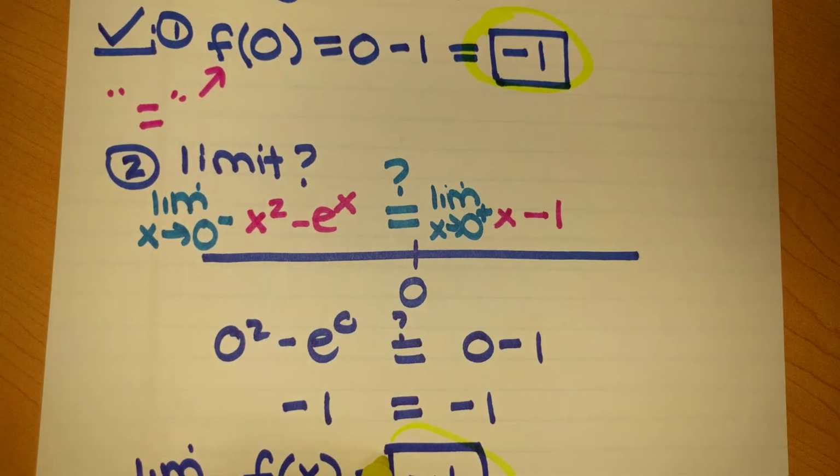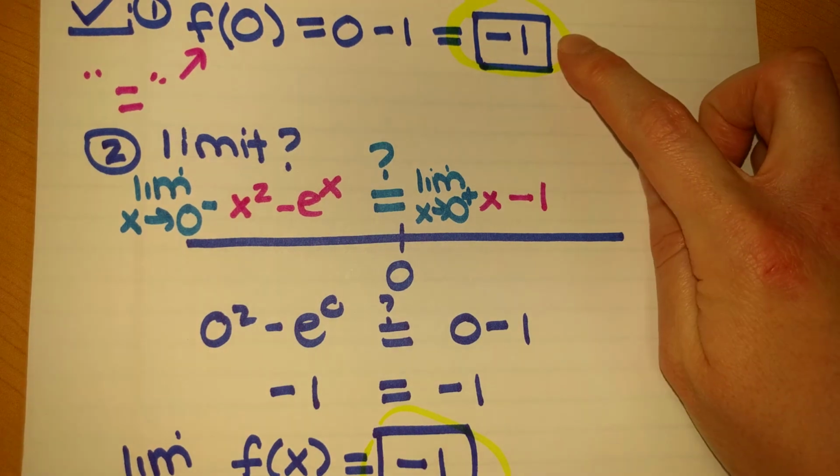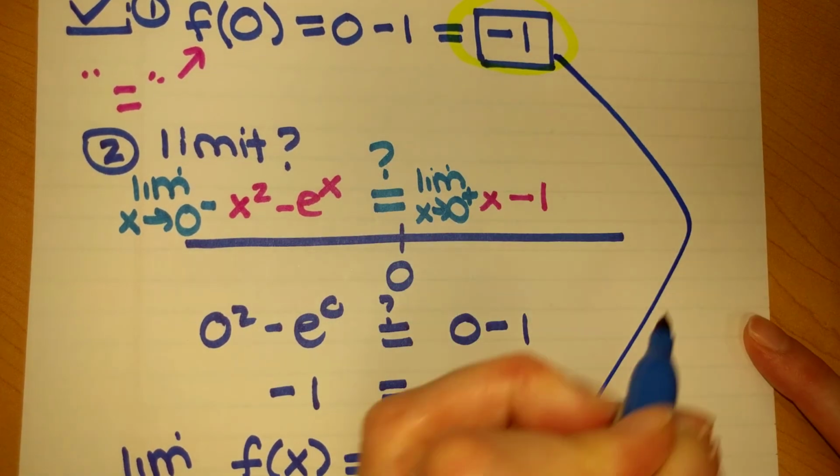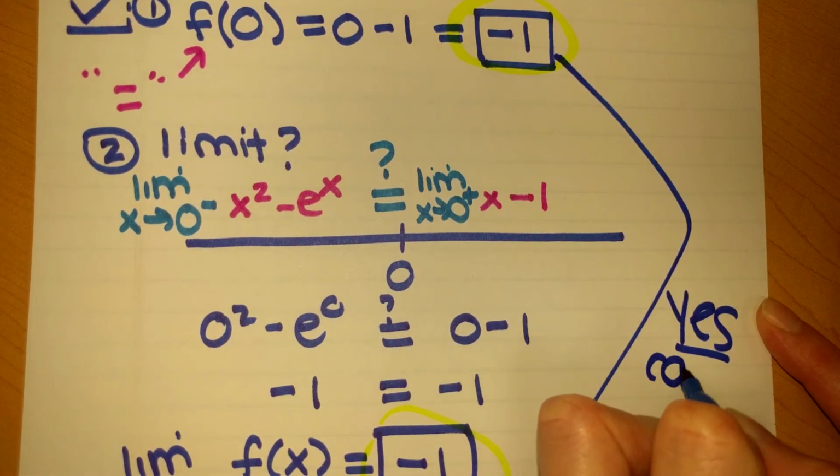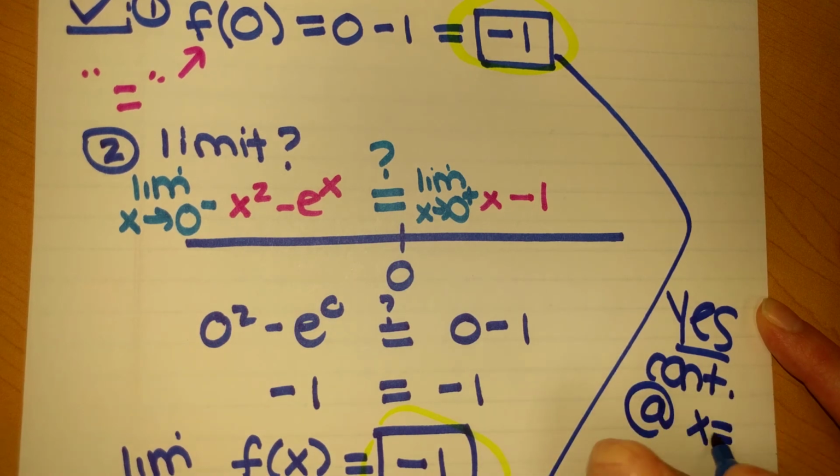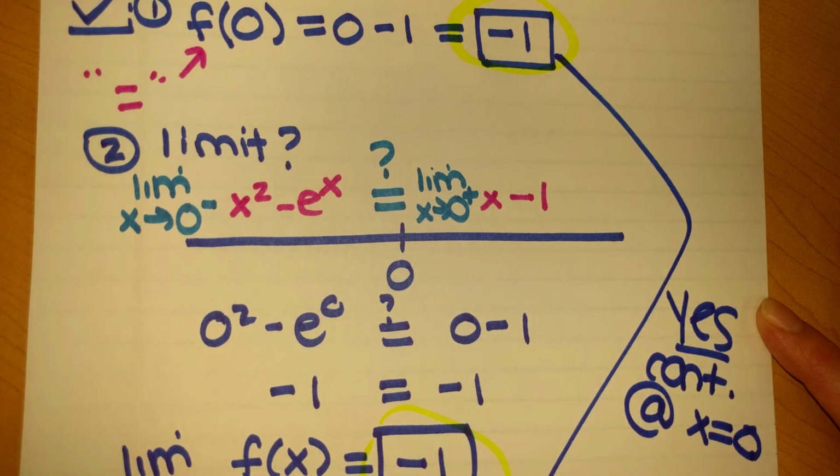So we found that the function value was negative 1. We found that the limit was negative 1. And because those two are the same, the limit is equal to the function value, we can say, yes, this is continuous at x equals 0, because the function value is equal to the limit.